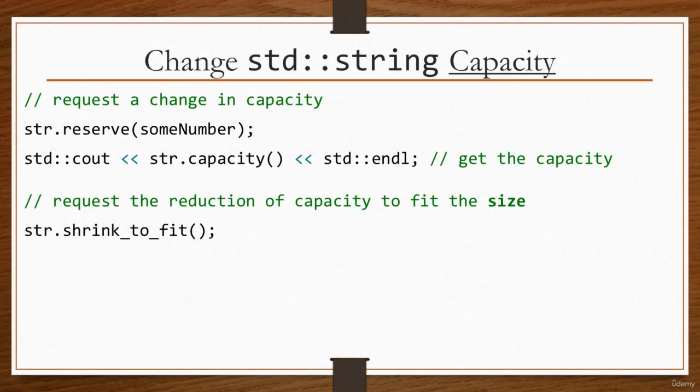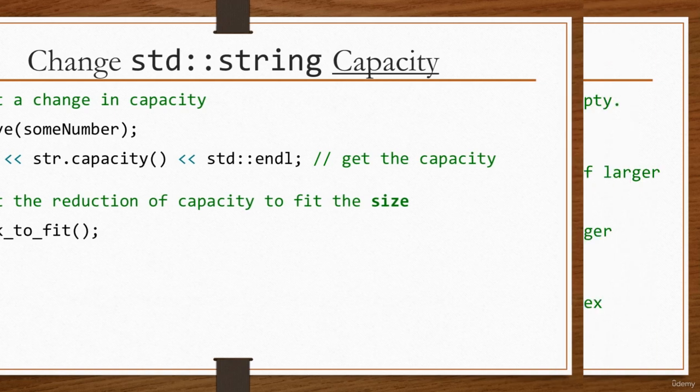A quick summary to wrap up this lecture. In the previous lecture we discussed the fact that we can change the standard string capacity. We can request a change in the capacity by invoking the reserve member function. We can also get or return the capacity by using the capacity member function. And we can also request the reduction of capacity to fit the size of the standard string by invoking the shrink_to_fit member function.